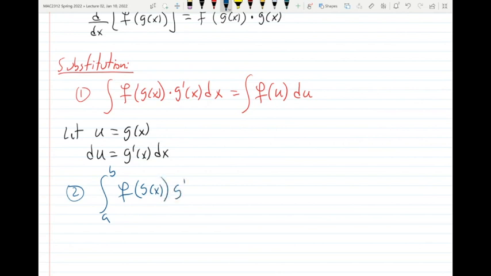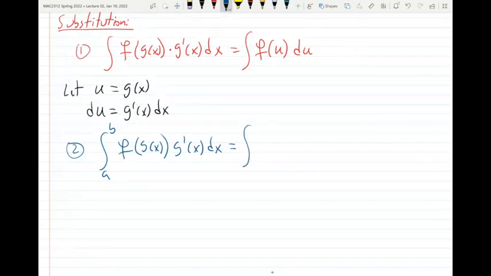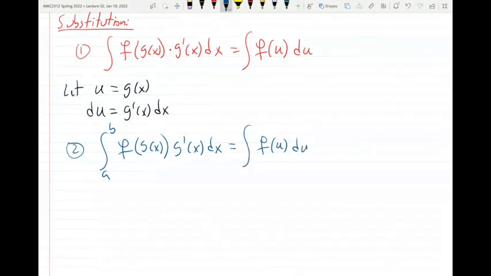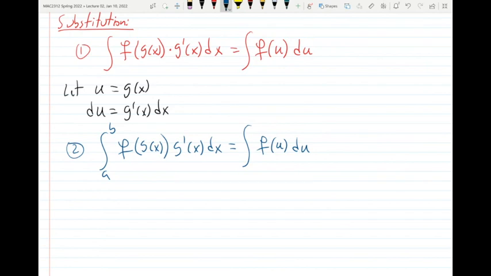It's just that remember that you have limits of integration. So in this case, this is going to be f of u du, but then you need to adjust the limits accordingly because now your variable is no longer x, your variable is u. So you need to say, okay, when x is equal to a, u is equal to g of a. So you need to change the limits also. And when x is equal to b, u is equal to g of b. And then you keep working, and you're gonna get a number, and you're done.